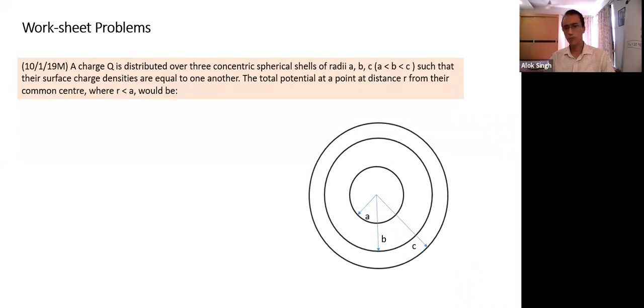Next question, a similar question. This is also a Mains question, a similar one. Can we get an answer for this as well? Again, the answer will come in terms of A, B, C, and Q: K, Q, A, B, C.